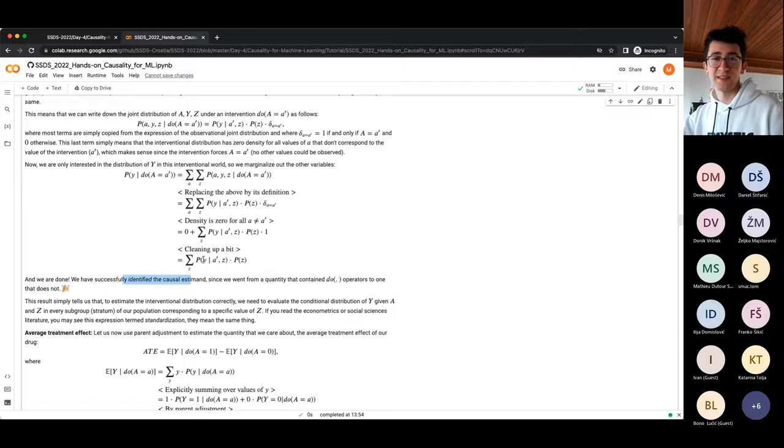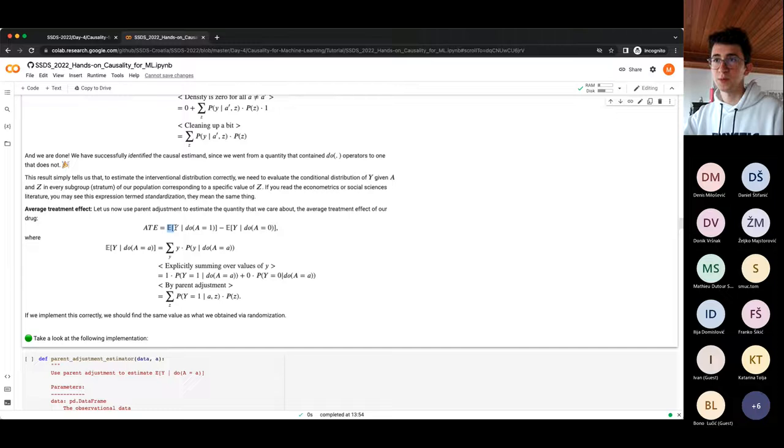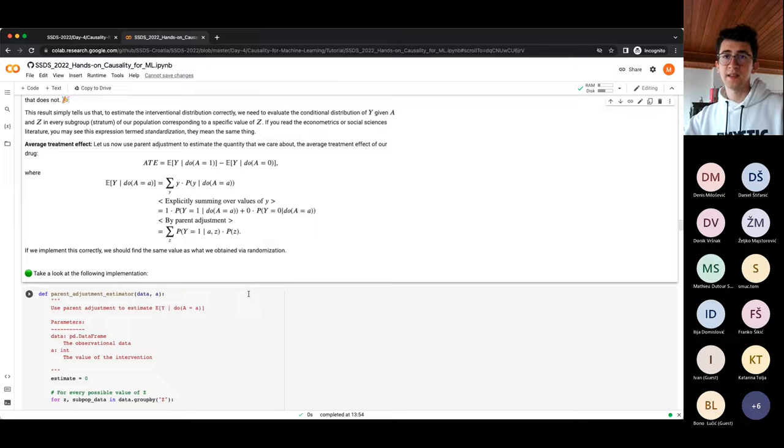Now to get the average treatment effect, right? So we know it's this quantity, and we can simply take the average over these interventional distributions. In this case, since we look at this binary setting, it's just because we either recover or we don't. It's just simply that. And then by replacing the do with its parent adjustment, we end up with this one. And really, that's all what's happening here, which is also implemented.